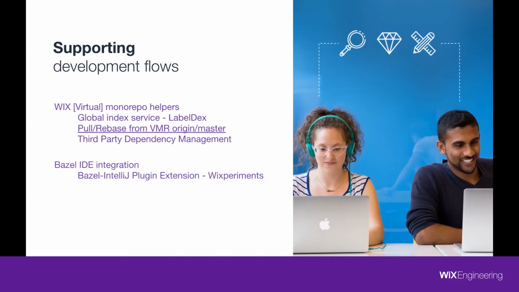Another feature worth mentioning is pull rebase from our VMR origin master. It is the go-to action when developers need to rebase their workspace when working in the Wix virtual monorepo, basically simulating a pull from the VMR origin master branch. This action incorporates both pulling changes from the local repository master branch, as well as updating the dependent VMR repositories' version to the latest master commit, in order to get the latest changes from those.